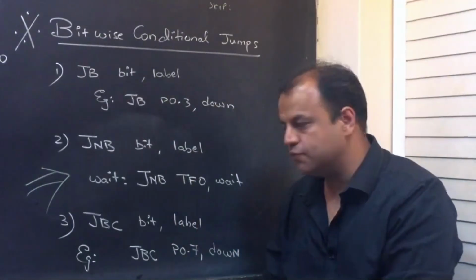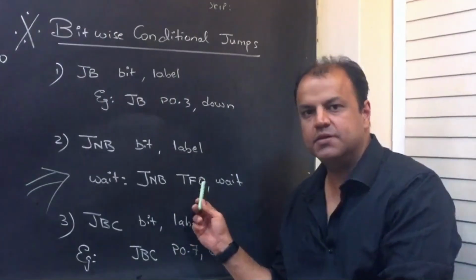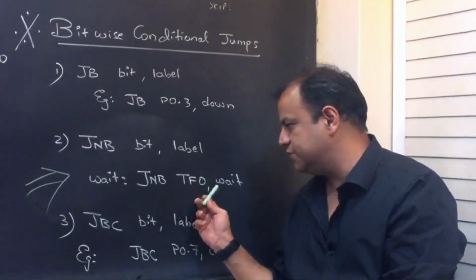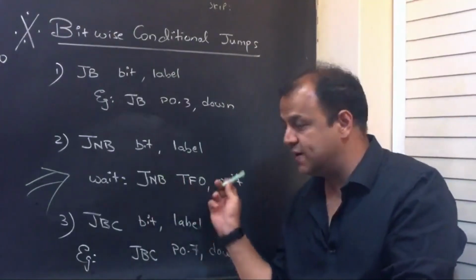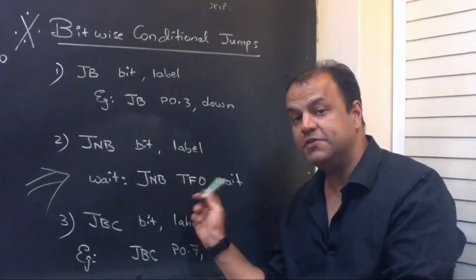So TF0 is the timer overflow flag. So JNB, jump if not bit, means 0. If TF0 is 0, jump to wait. 0, jump to wait. So you've created a loop. Is it an infinite loop? No. There is a condition. If this bit is 0, jump here.